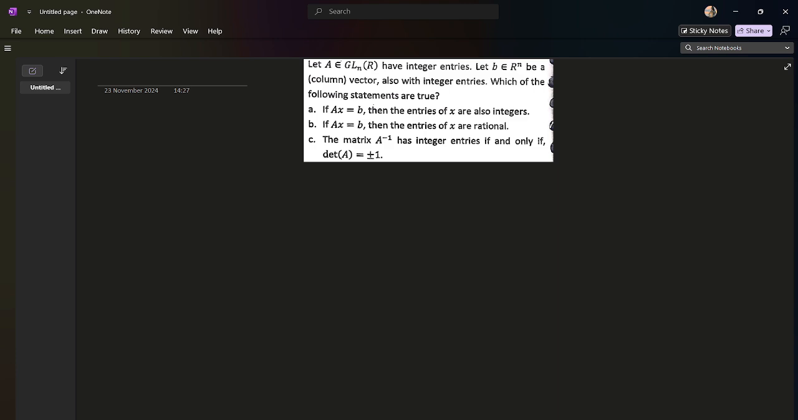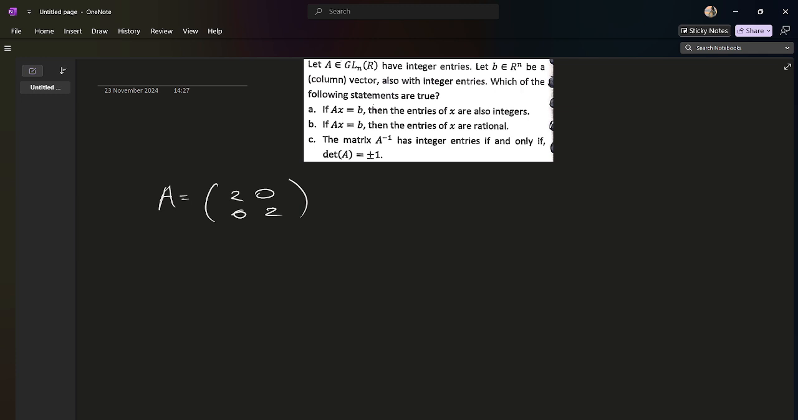The first statement says that if Ax equals B, so this is the system of linear equations, then the entries of x are also integers. So if it is true, then we have to prove that, otherwise we have to give a counterexample. So we are trying to find a counterexample for this question if it occurs here or not. Let A be 2I, that means it is [[2,0],[0,2]].